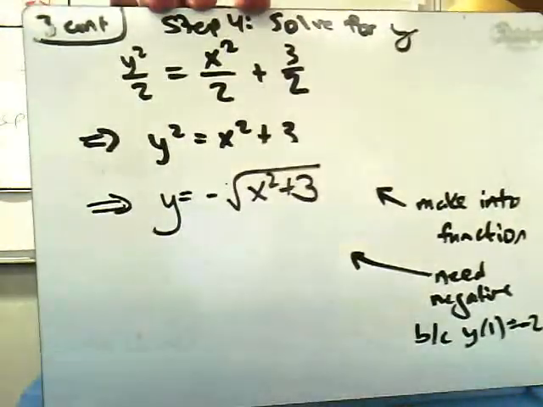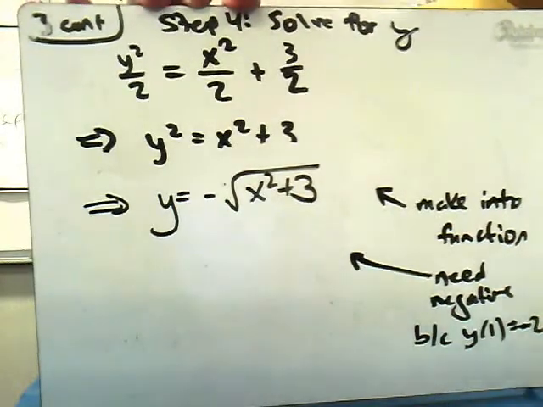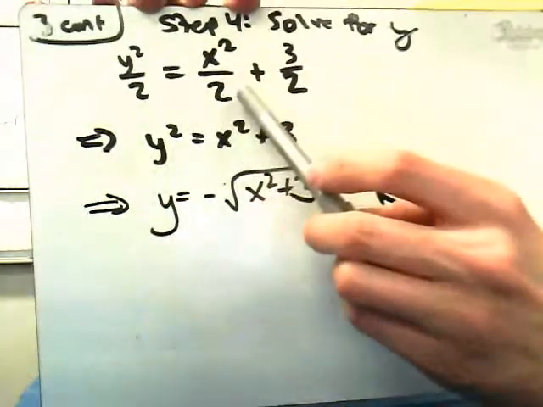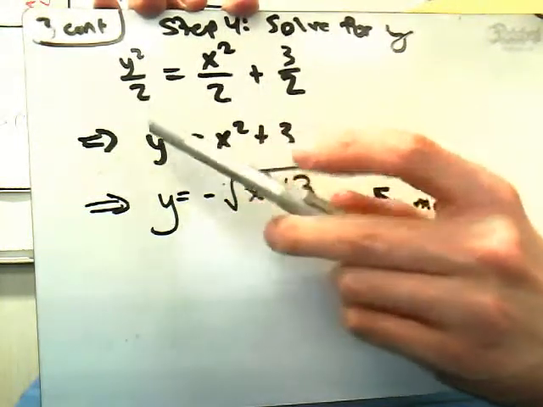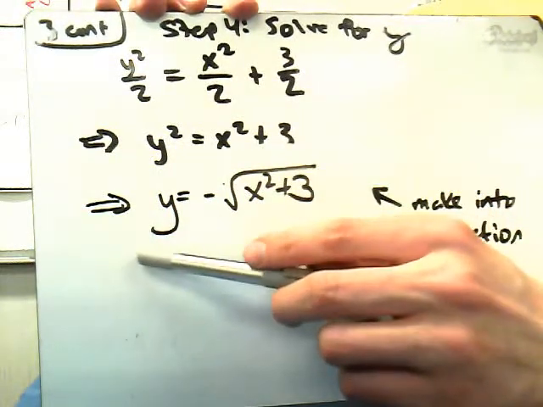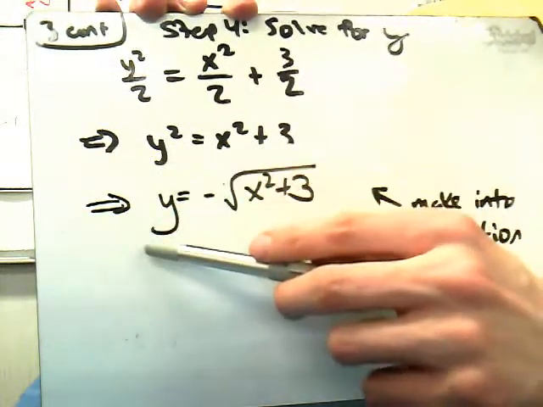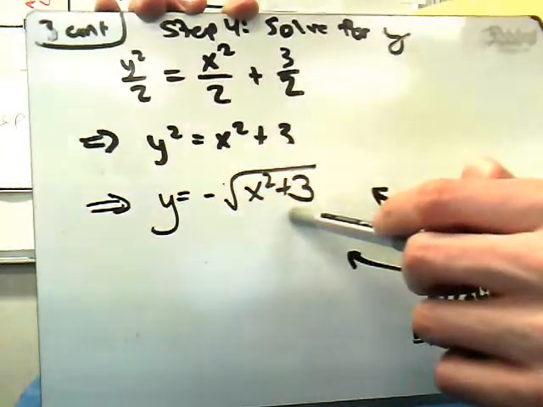Step 4, we want to actually solve for y. Now we can plug in c since we know what that is, and we get y squared over 2 is equal to x squared over 2 plus 3/2. Multiplying everything by 2, we get y squared is equal to x squared plus 3. And technically, if you were to solve this normally, you would get that y is equal to plus or minus the square root of x squared plus 3.